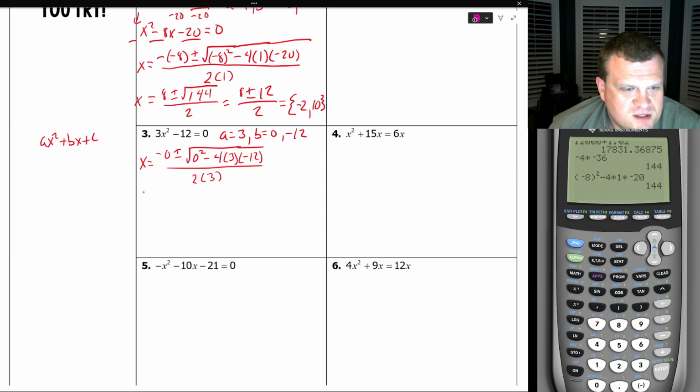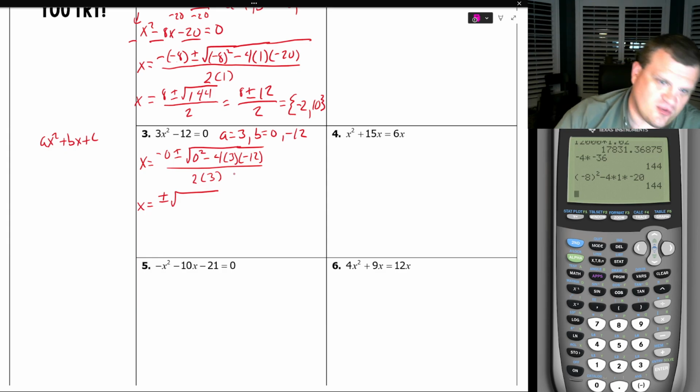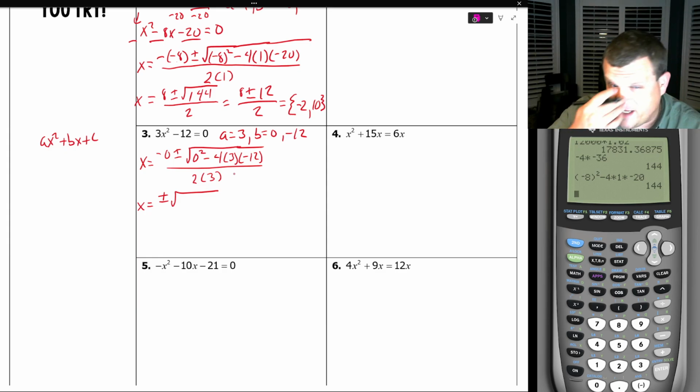All right? So we'll do some simplification. That 0 out there is completely unhelpful to me. I don't need to write it. So we're going to just lead off with plus or minus the square root of whatever happens down here. Well, the 0 squared is, again, irrelevant. It's 0. So we're going to say -4 times 3 times -12. And -4 times 3 is -12. -12 times -12 is going to be positive 144. We've got a lot of those happening today. And 2 times 3 is going to be 6.